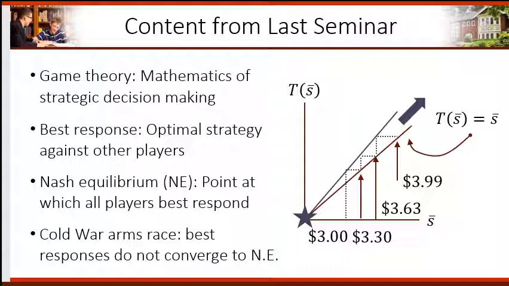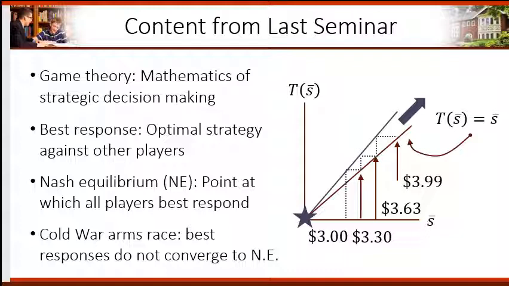So last time, as I said, we studied an arms race using game theory, this mathematics of strategic decision making. Two terms that we focused on were, first, best response. A best response is the optimal strategy of player A against player B's strategy. In the arms race, this was very simple: if player B spends $3 million on military expenses, the best thing for me is to spend a little bit more, like we said 10% more, so $3,300,000 on military expenses.